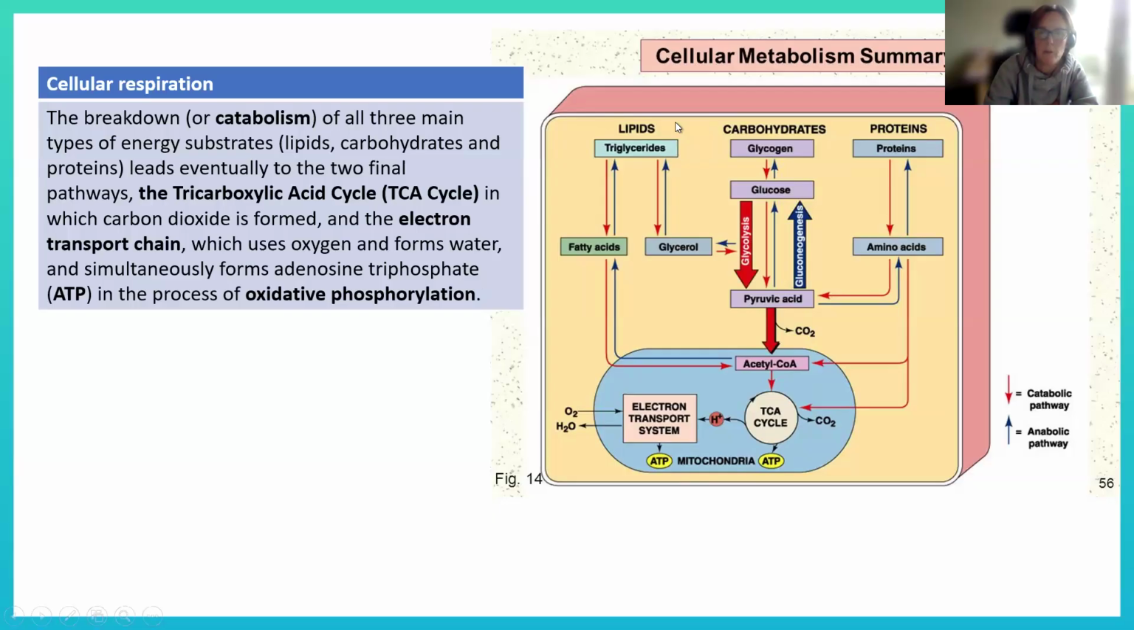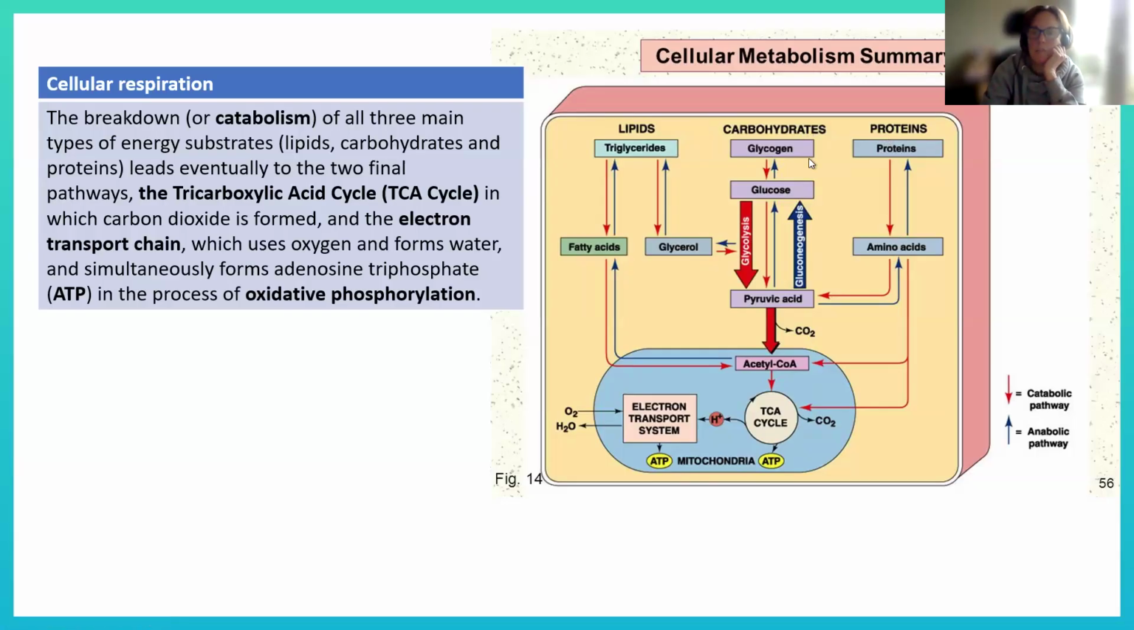So have a look over here. We've got lipids, which can be converted into fatty acids and glycerol. We've got carbohydrates, which go between being made out of glucose and being stored as glycogen, and that can be converted into something called pyruvic acid. We've got proteins, which can be broken down into amino acids. So all of this digestion of lipids into fatty acids and glycerol, carbohydrates into glucose, and proteins into amino acids, that's all happening in the digestive system.